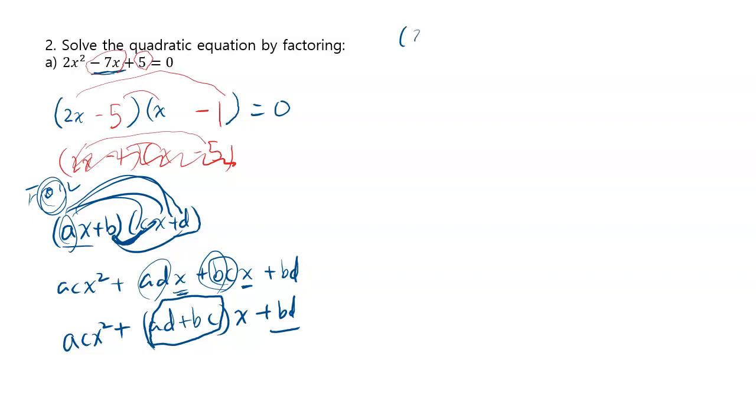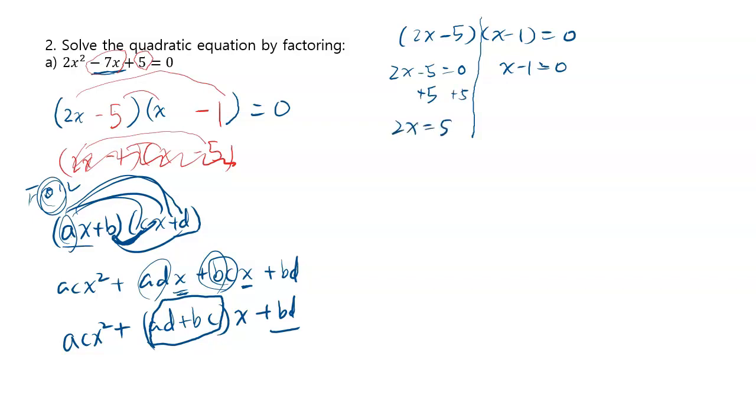What would that be? 2x minus 5, x minus 1 equals 0. When a bunch of numbers multiply to give you 0, at least one of them has to be 0. So either 2x minus 5 is equal to 0, or x minus 1 is equal to 0. Add 5 to both sides, and we get 2x equals 5, divided by 2, so you have 5 over 2.